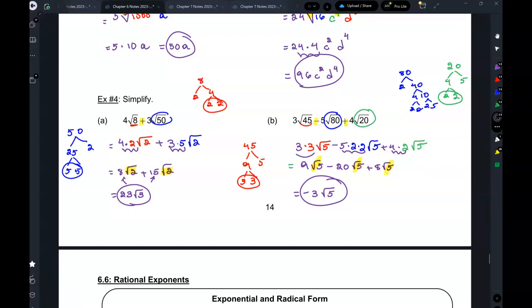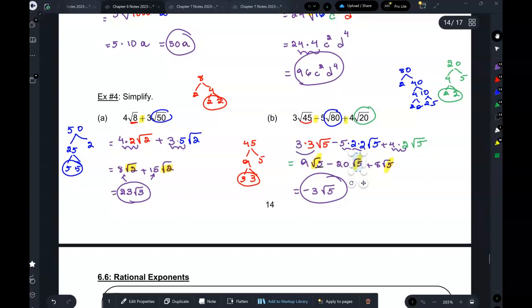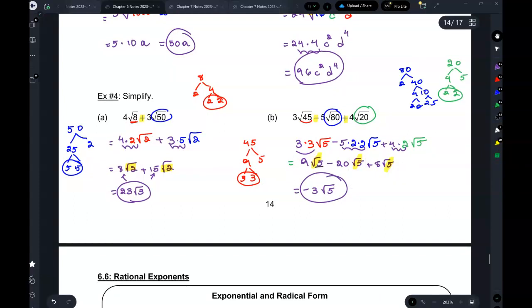But basically what I was going to say is if these roots are not identical, then you can't combine them. Okay? All right, that's it.